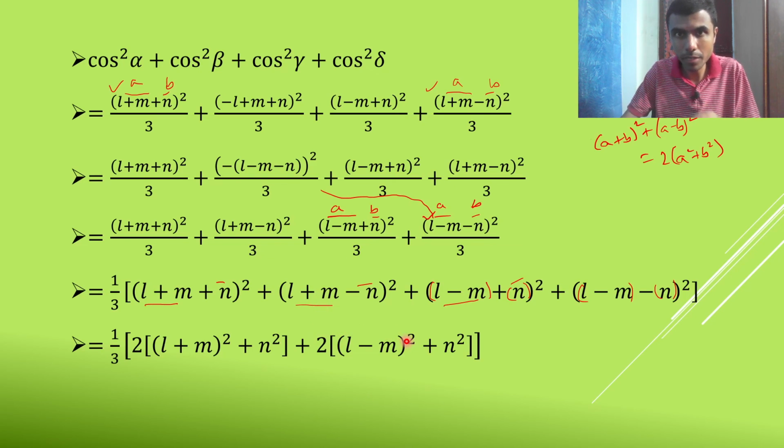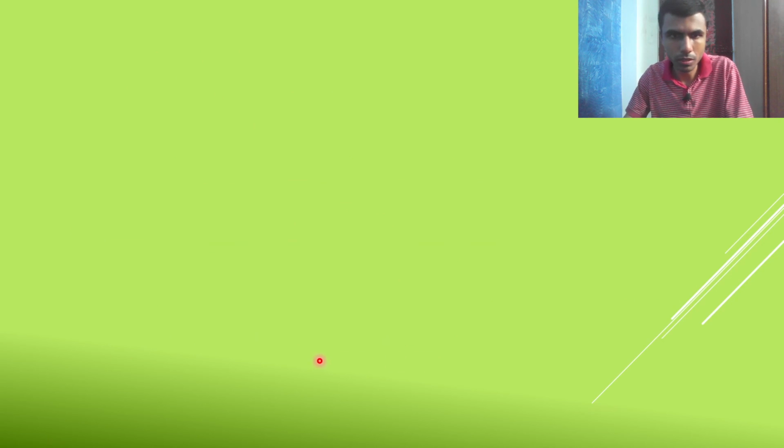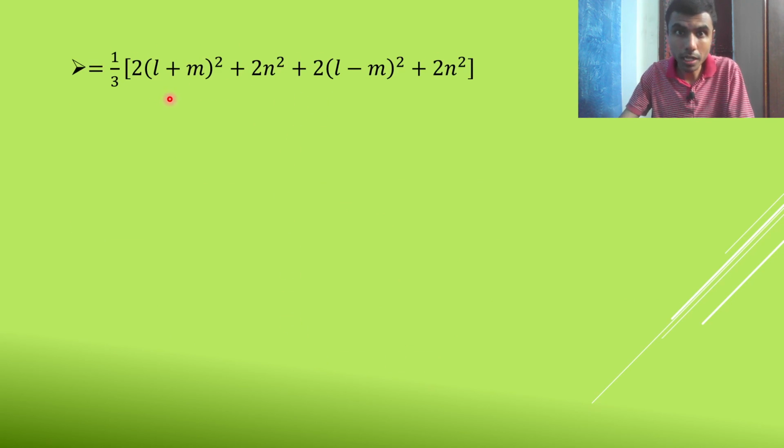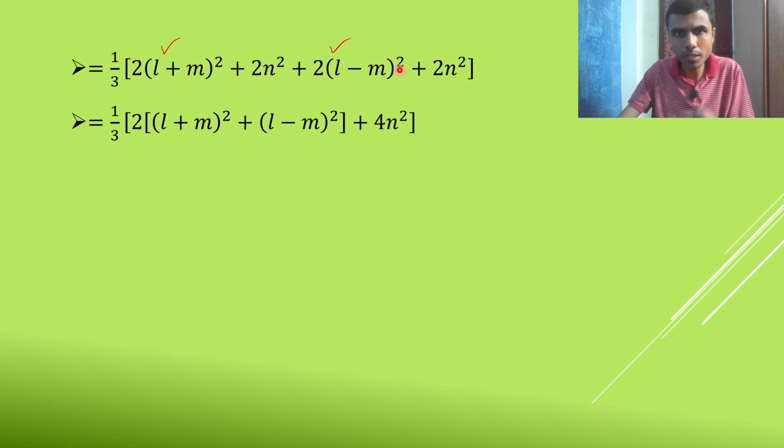So this one is 2 times L minus m whole square plus n square. Now next, just multiply: 2 into L plus m whole square plus 2n square plus 2 into L minus m whole square plus 2n square. Now again see this term and this term. This is 2 into L plus m whole square, this is 2 into L minus m whole square. I can take 2 common in these two terms. 2n square plus 2n square is 4n square. 2 into L plus m whole square plus L minus m whole square. Again, this is of the form a plus b whole square plus a minus b whole square. That's going to be 2 into a square plus b square.